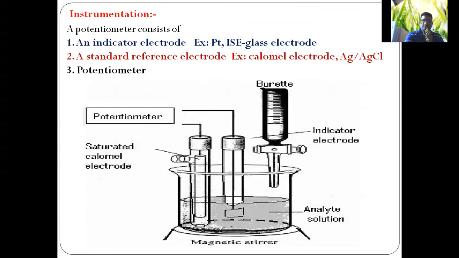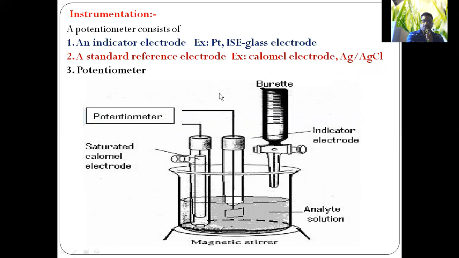So next, the instrumentation. What is the instrumentation setup we have to use for this potentiometric titration or potentiometry? So here a potentiometer consists of an indicator electrode. So look at the diagram here. This is the indicator electrode.